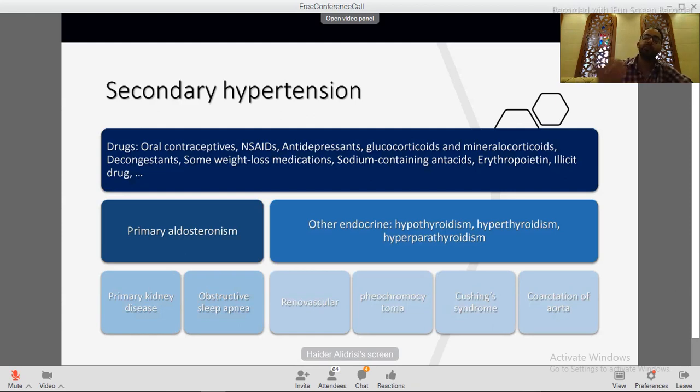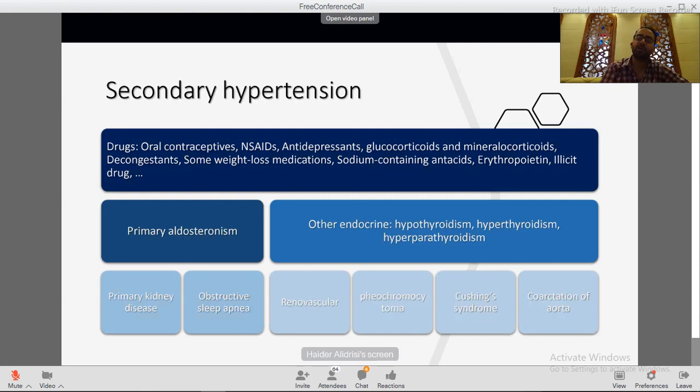Aldosterone will keep absorbing sodium and fluid, resulting in hypertension. Other endocrine disorders like hyperthyroidism and hyperparathyroidism may be associated with hypertension. Primary kidney disease, obstructive sleep apnea, renovascular disease. In renovascular disease, when there is a stenosis in the renal artery, there will be hypertension that is resistant and difficult to control, and it also causes secondary hypertension. Pheochromocytoma is a disease resulting from an adrenal tumor arising from the adrenal medulla that secretes the catecholamines, adrenaline and noradrenaline. So of course it will result in severe hypertension.